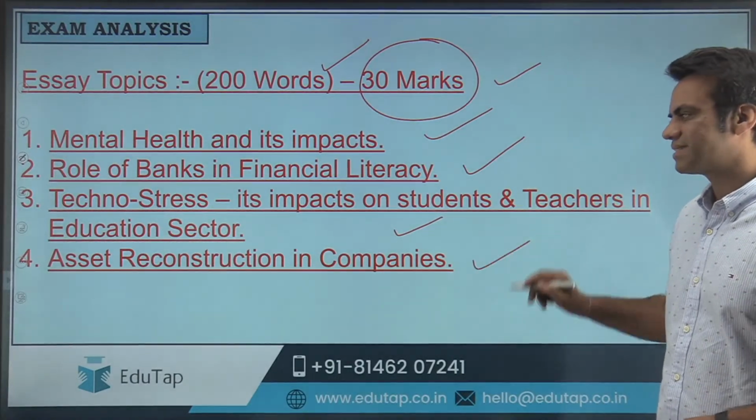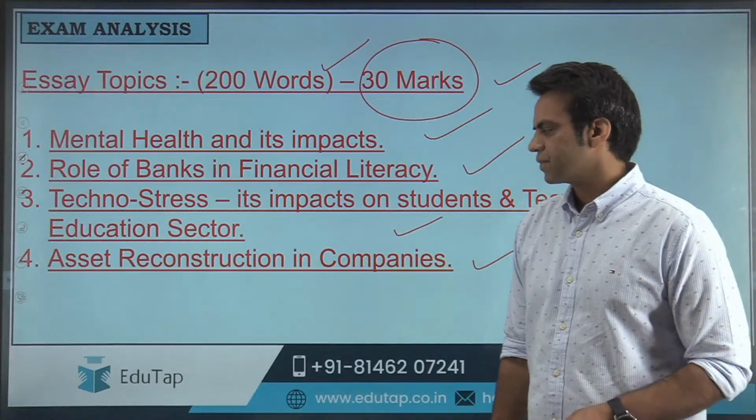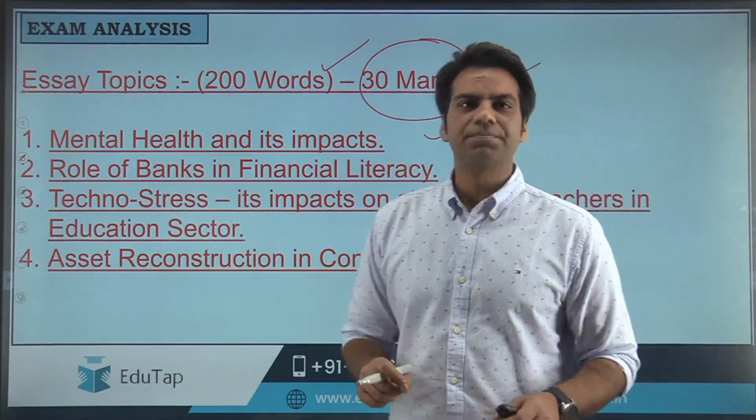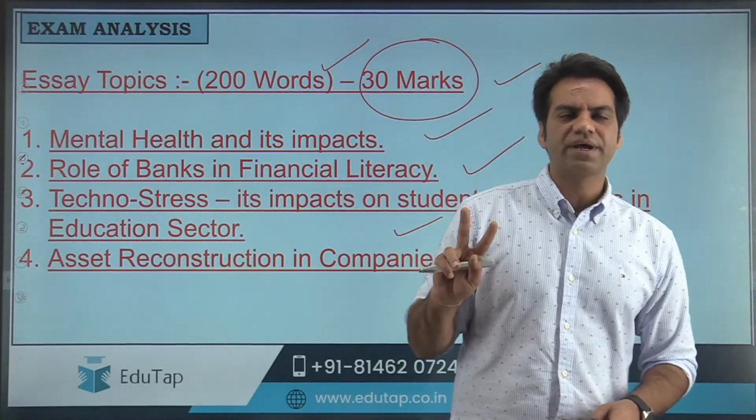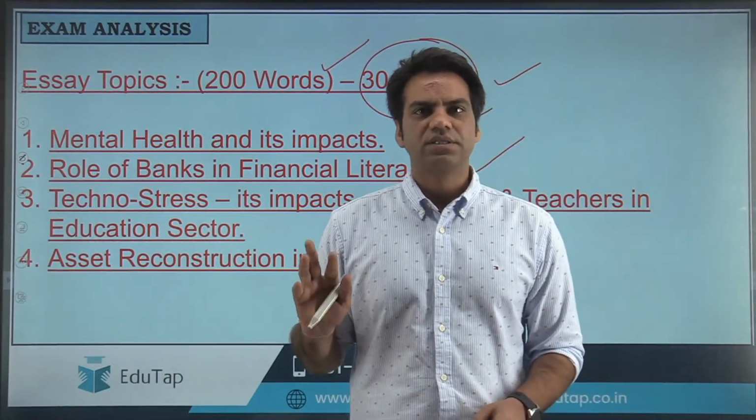And fourth was asset reconstruction companies. So guys, asset reconstruction companies and their usage, that was the 4th topic. You were given 200 words to write your essay and the weightage was 30 marks.